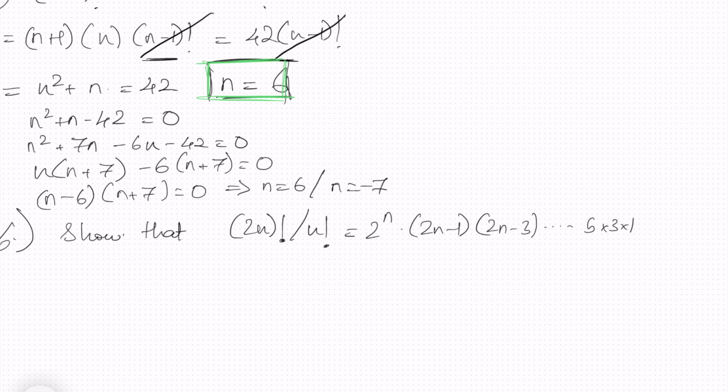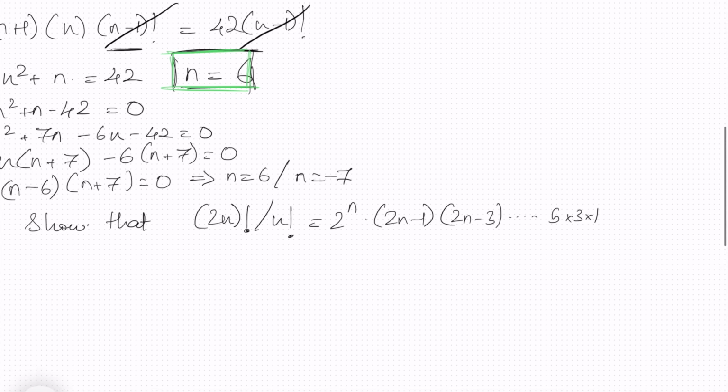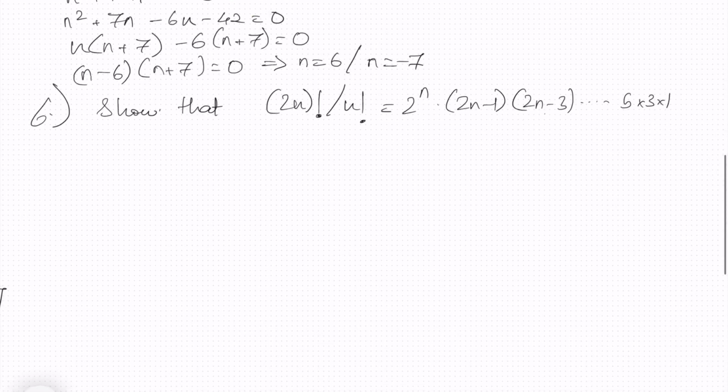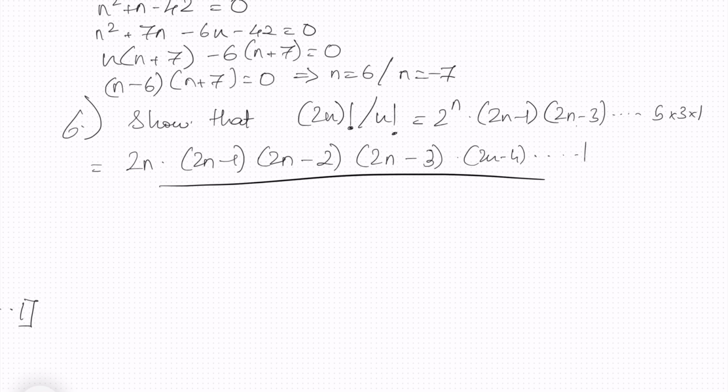So 2n minus 2, 2n minus 4, these are all even terms. 2n minus 1, 2n minus 3, 2n minus 5, these are all odd terms. So 2n minus 1, 2n minus 3, the multiplication of all the odd terms up till 2n multiplied by 2 power n. You can pause the video if you'd like. So, the solution: 2n factorial is 2n into 2n minus 1 into 2n minus 2, 2n minus 3, 2n minus 4, all the way up till 1, divided by n factorial.